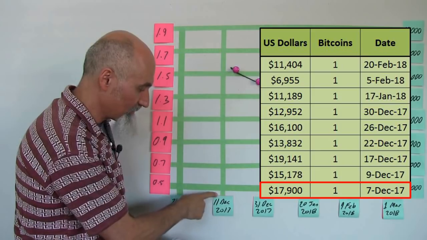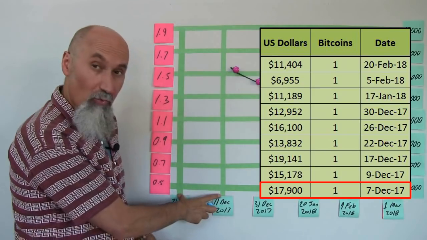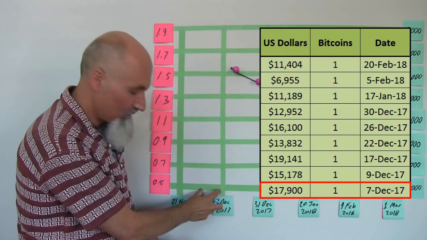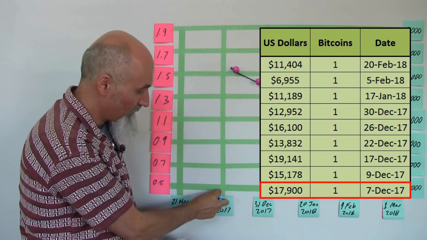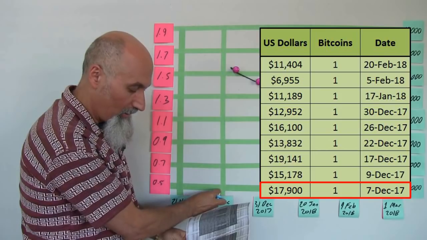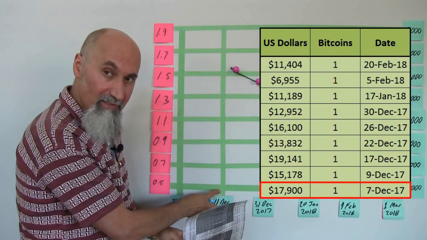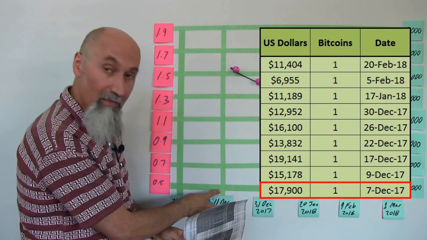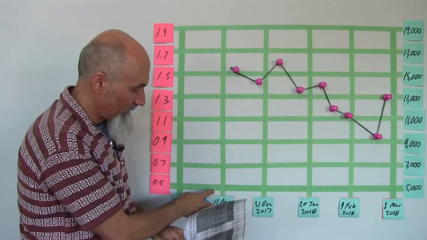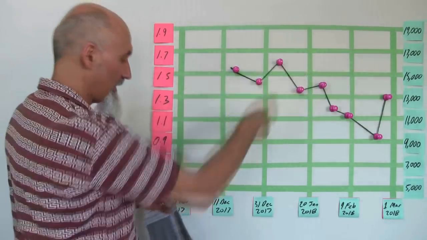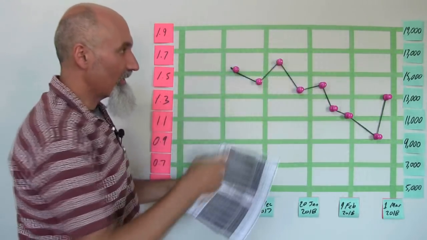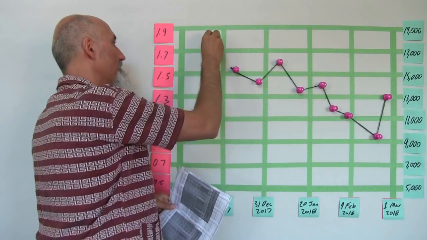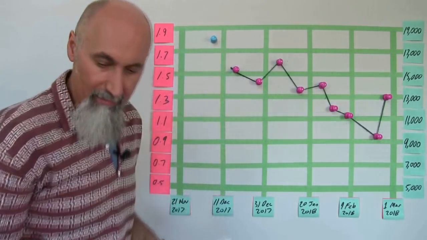So December 7th is going to be, if this is a 20-day cycle, right? In the middle is going to be 10 days, 5 days, 2 days beforehand, right? So on December 7th, 2017, one Bitcoin cost $17,900, right? So $17,000 is over there, $900, so that's around $18,000, so it's almost in the middle, right? I'm going to put that guy there.